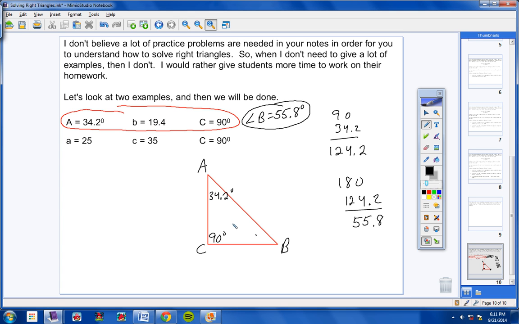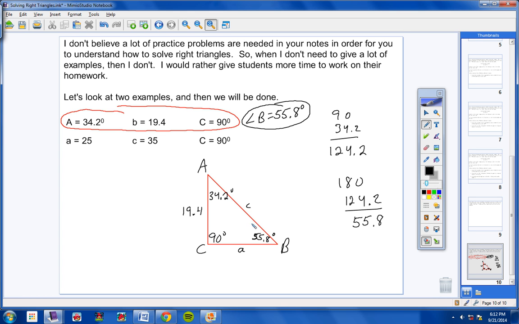And I forgot to put down what little b is. Here's angle B. So we go straight across. This is little b over here. And we know little b, according to what's given to us, is 19.4. Now, right here, I'm going to go ahead and put 55.8 degrees. All right? Now, we're missing little letter A, and we're missing little letter C.